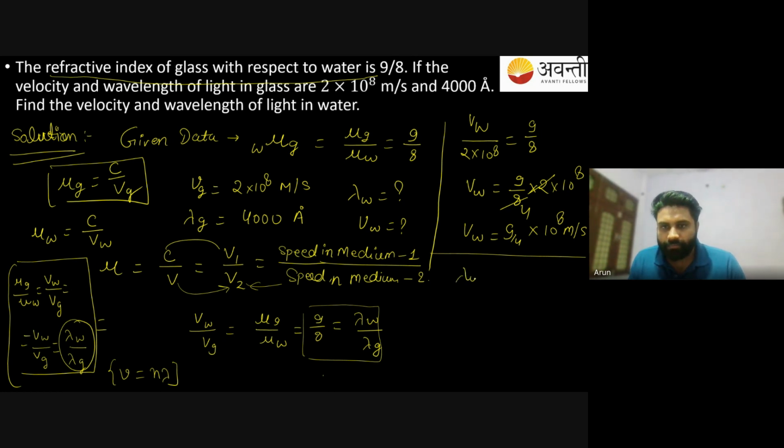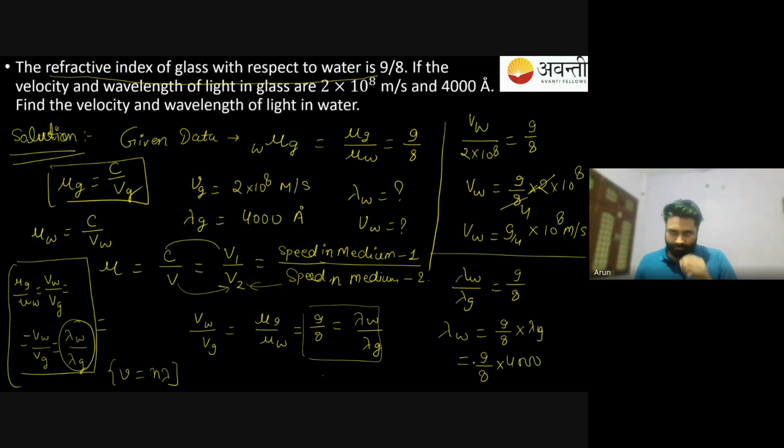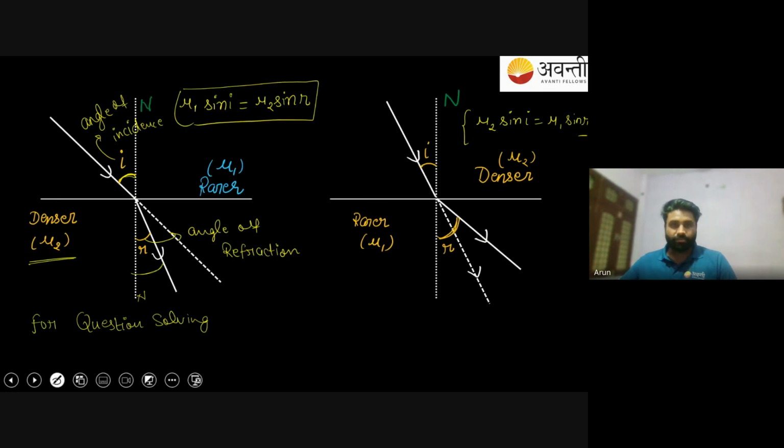Lambda W by lambda G equals 9 by 8. Okay. Lambda W, we have to find out. It is nothing but 9 by 8 multiplied with lambda G, and lambda G is provided to you. 9 by 8 multiplied with 4000 angstrom. So you can just calculate it. 4000 divided by 8 is 500, so it is 4.5, so it will be 4500 angstrom. Okay. So these are the answers to this question.